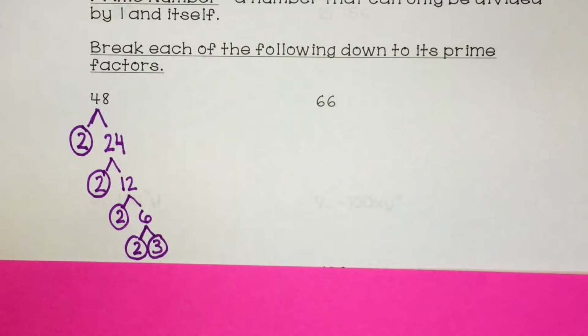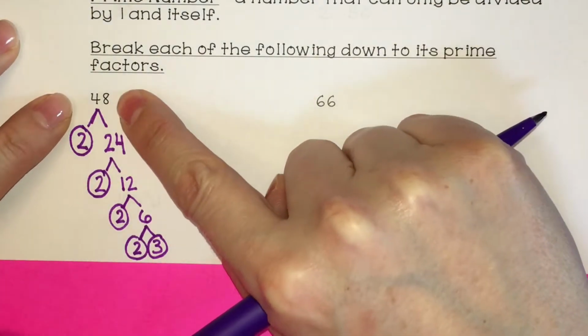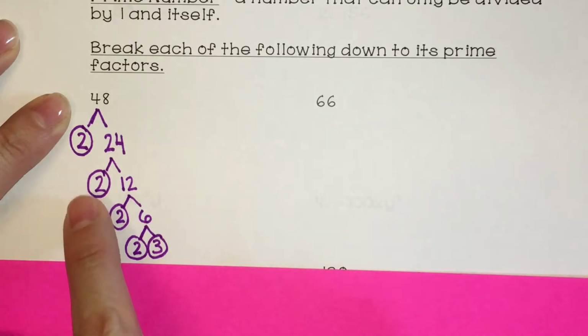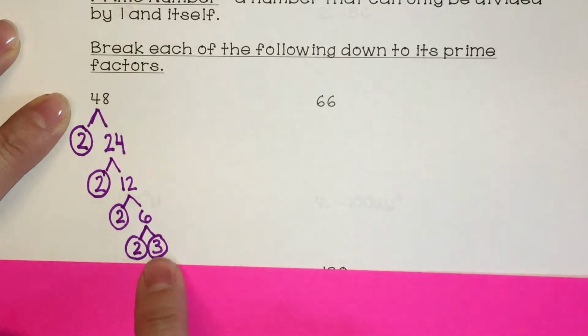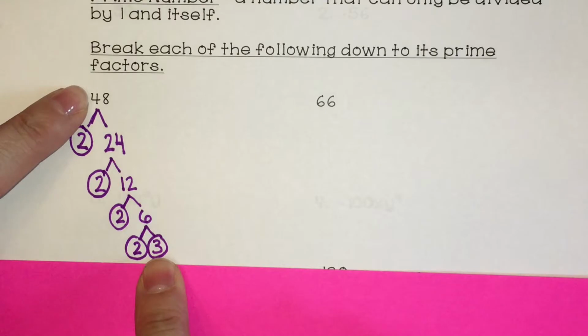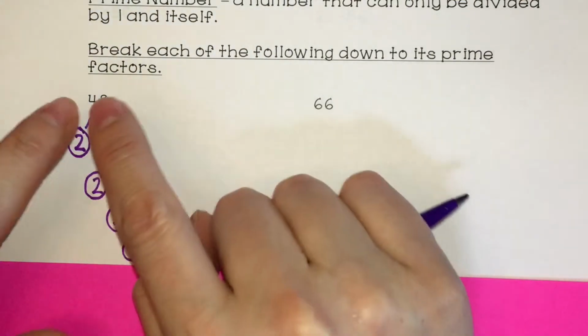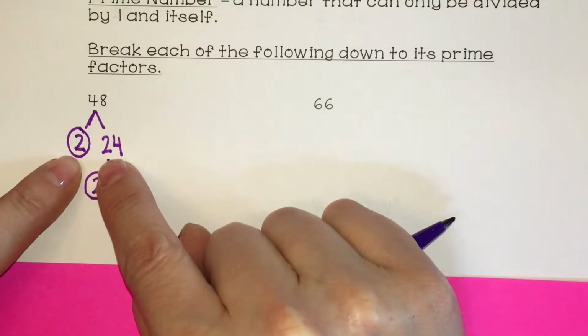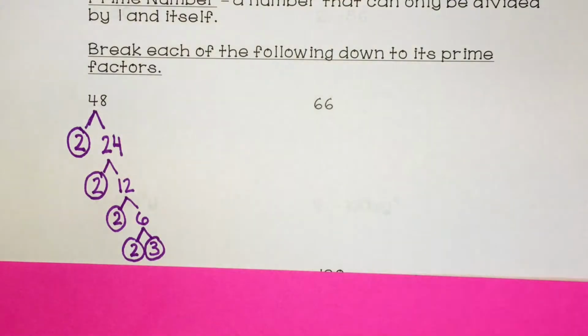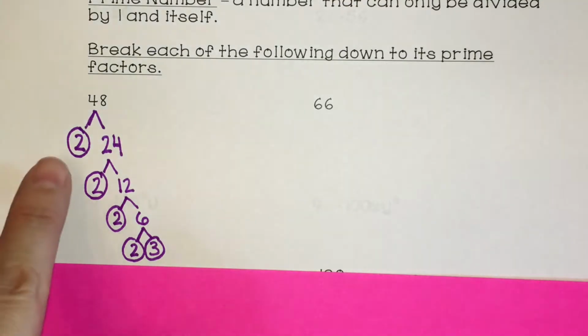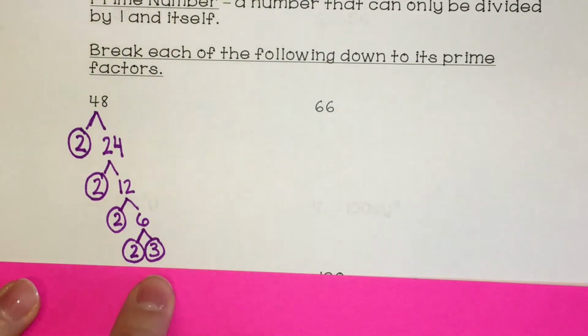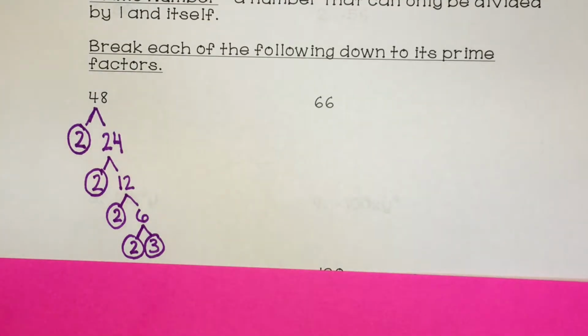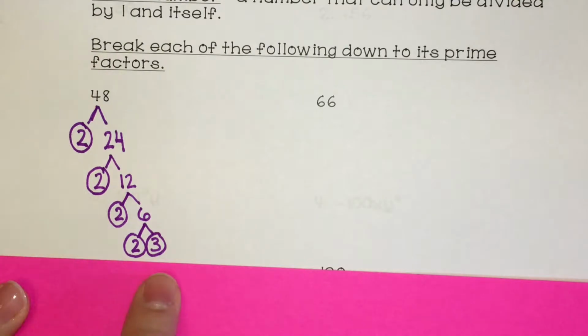And if I re-multiply these, I get back to 48. 2 times 2 times 2 times 2 times 3 gives me 48. If I broke it down in a different order, so if I said instead of 2 times 24, I picked two different numbers that multiply together to get 48, you will still eventually break it down to these prime factors. So no matter what values you choose, you will always get to the same prime factors.